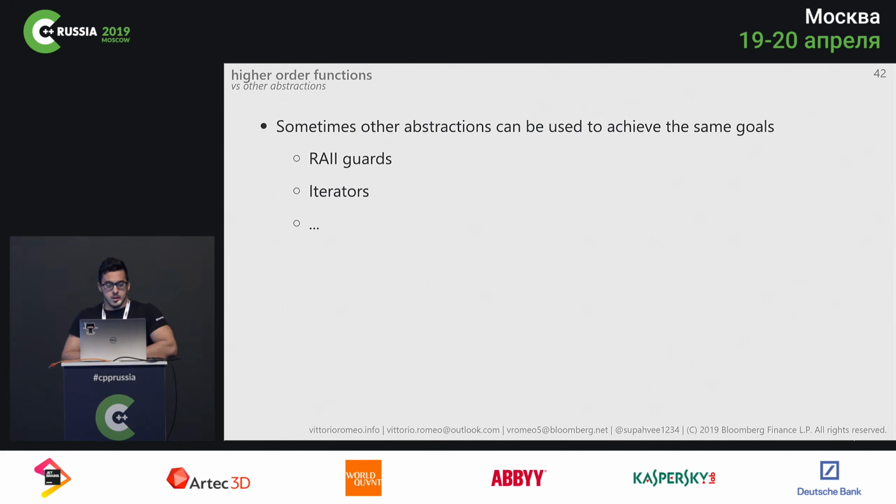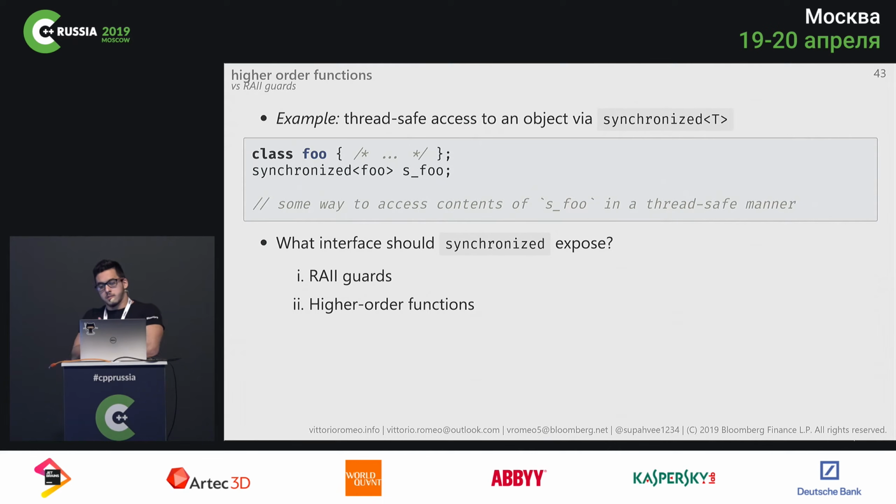OK. Another thing that I find very interesting and that I haven't seen before is comparing higher order functions to other abstractions that can be used to achieve the same goals. There are plenty of things that you can do both with higher order functions and also with stuff like RAII guards or iterators. I was interested in seeing which one is better and what the pros and cons are. This idea was sparked by a conversation I had at work about creating a very simple thread-safe wrapper over an object.